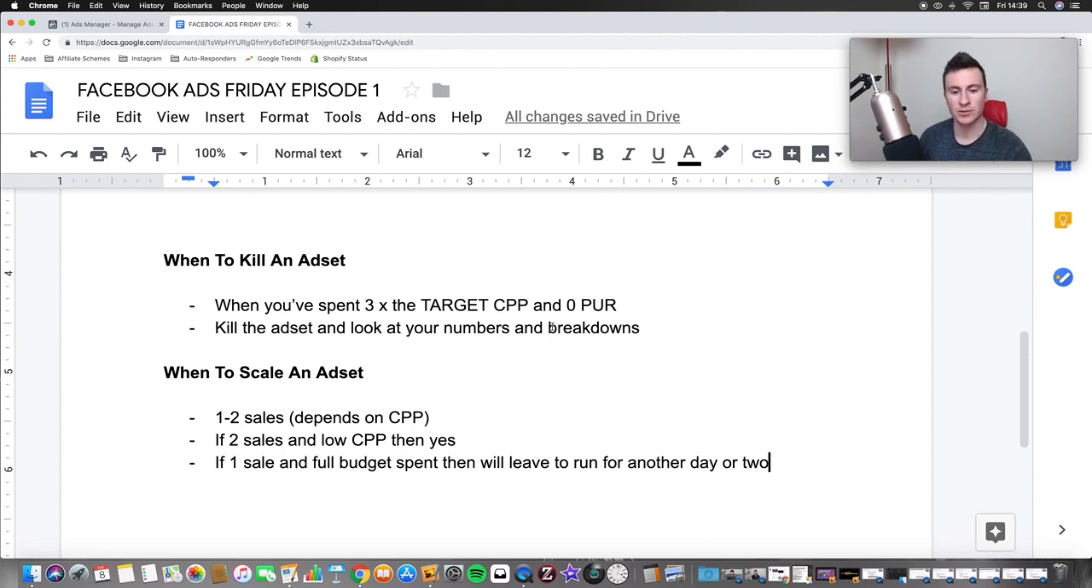Look at the breakdown. Look within this ad set that isn't performing very well: is there an age range or a gender in there that is performing well? And if there is, duplicate the ad set and only target those profitable ages and genders.